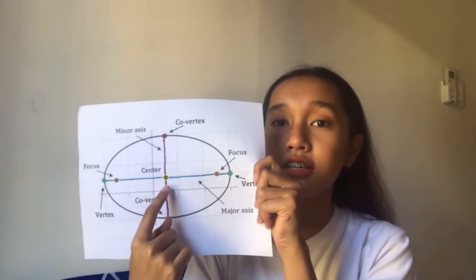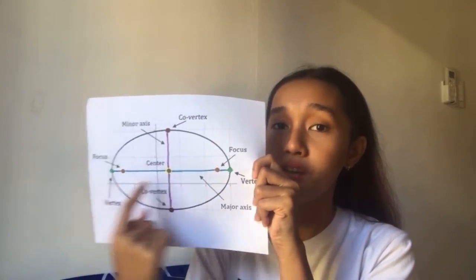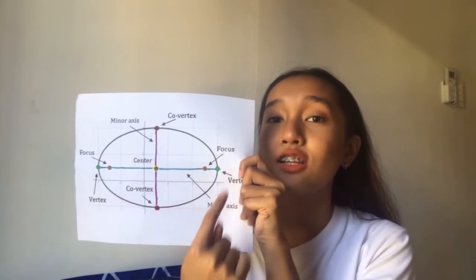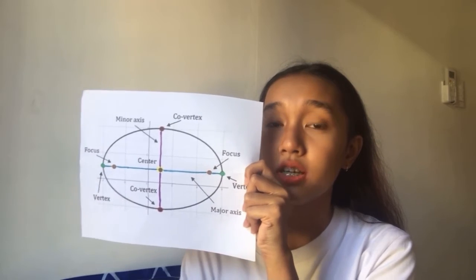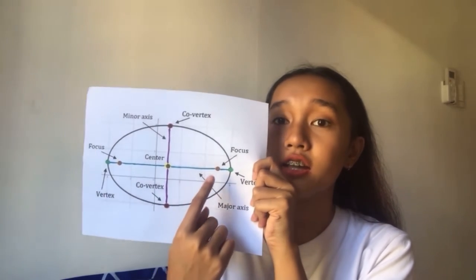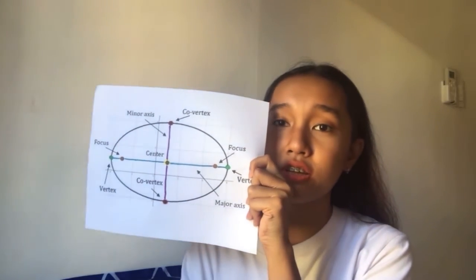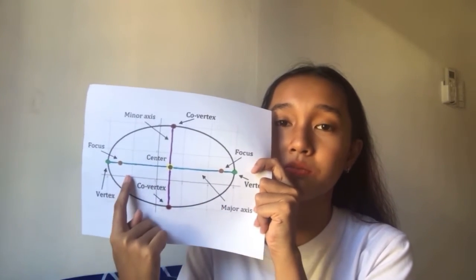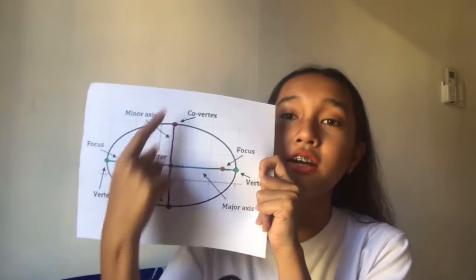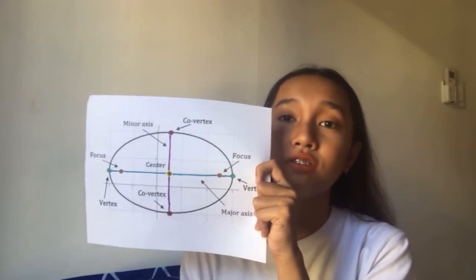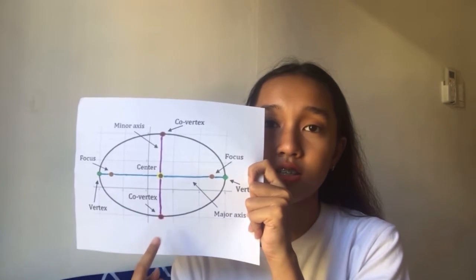It has a center and two axes, the major and the minor axis. The major axis is the longest diameter of an ellipse. The 2 points that lie along it are called the foci, and the endpoint of it is called the vertex. On the other hand, the minor axis is the shortest diameter of an ellipse. The endpoint of it is called the co-vertices.